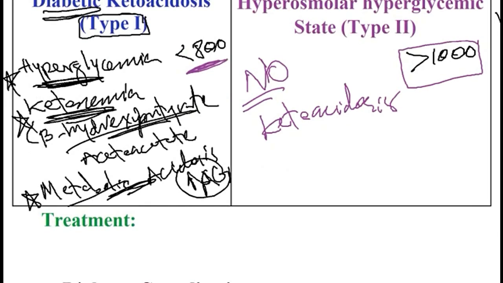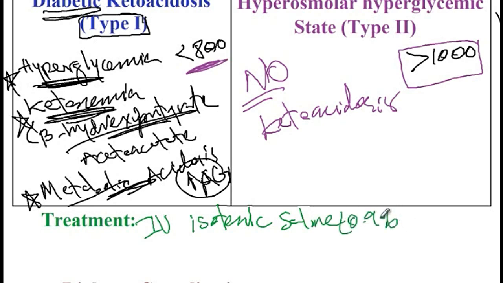For the treatment of both DKA and hyperosmolar hyperglycemic state, you must first give IV isotonic saline, which is 0.9% saline. And once you have given IV saline, the next point is to check the levels of potassium, and if needed, supply potassium in these patients.